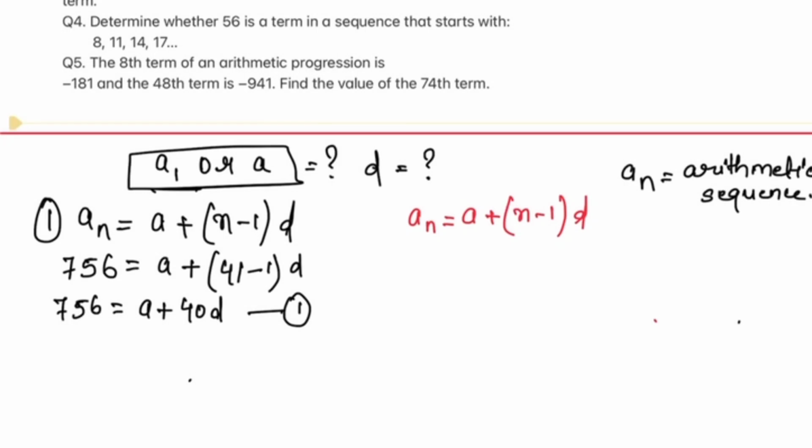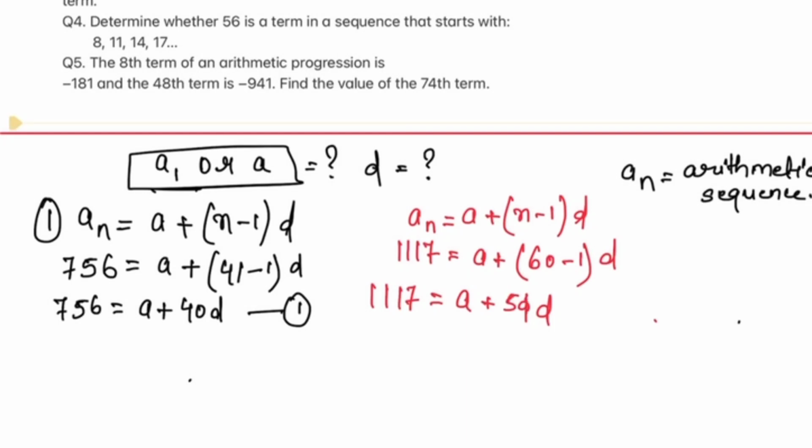Here the total term is 1117. This is the arithmetic sequence, and A we don't know. N means the nth term, so it's 60 minus 1. D we don't know, so it will be 1117 equals A plus 59D.